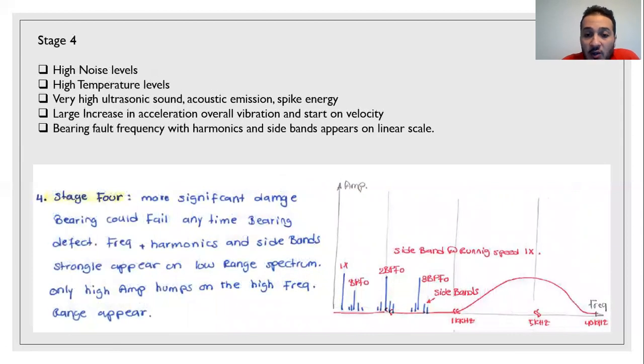At this stage, you will start to see it on the low range of the velocity spectrum with high temperature, with high noise. You start to see sidebands for the fault frequency, like for the outer race, you can see sideband at the cage frequency or the FTF, or you can see the inner race with sideband at the running speed of the shaft, and the bearing can fail at any stage.